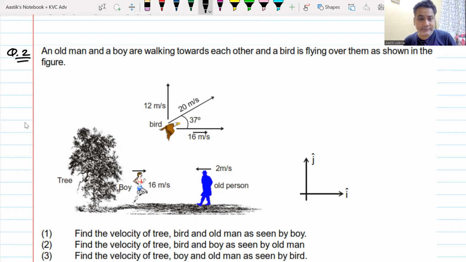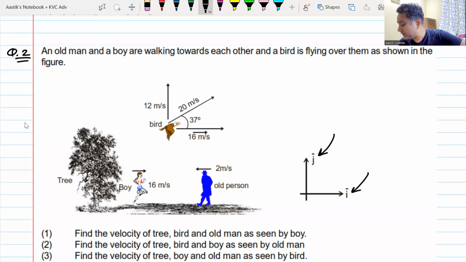An old man, the blue one is an old man. He's not looking like an old man. He's looking more like Sherlock Holmes. An old man and a boy are walking towards each other. So that is motion in 1D because they are walking in a straight line. And then there's a bird which is flying over them as shown in the figure. Remember, your i means x-axis and j means y-axis are drawn in this way. A bird is flying over them.